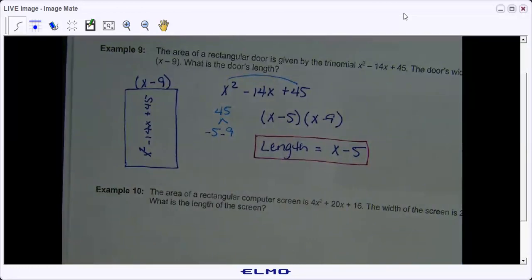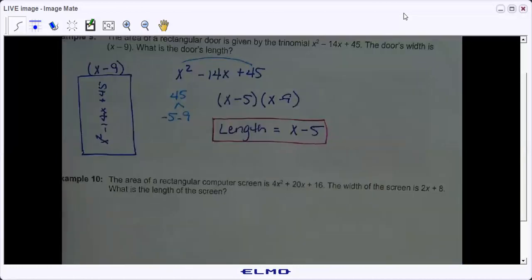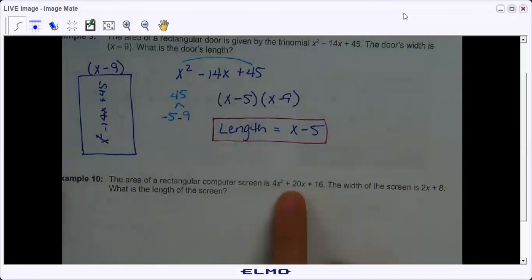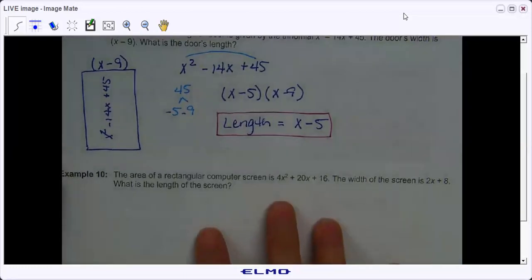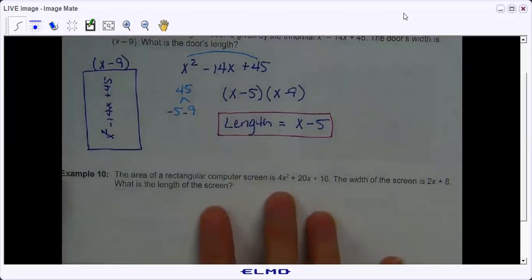Okay. I'm going to pause the video real quick, and I'm going to change this up. Actually, you know what? We're just going to go ahead and skip example 10 for right now. This is a different problem where we need to do more factoring than what is actually in this lesson.